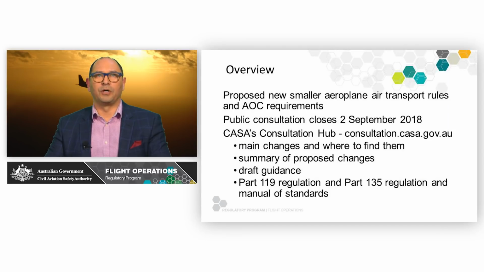So we're talking about the proposed new rules for small aeroplane air transport and the related AOC requirements. Right now the consultation for these rules is open on CASA's Consultation hub, and you can see the address on the screen there. The consultation closes on the 2nd of September. The Consultation hub provides a list of the main changes and where to find them within the rules and manuals of standard. It also has a document that summarises the proposed changes, as well as our draft guidance material, and of course the draft Part 119 regulation and Part 135 regulation and manual of standards. There's no manual of standards for the Part 119 regulation.